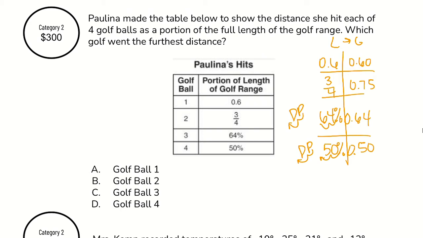50 cents. Let's label that 1. Next is 60 cents. Let's label that 2. Next is 64 cents, 3. And then finally the furthest distance, 4, would be 75 cents. And that is golf ball number 2. Awesome.